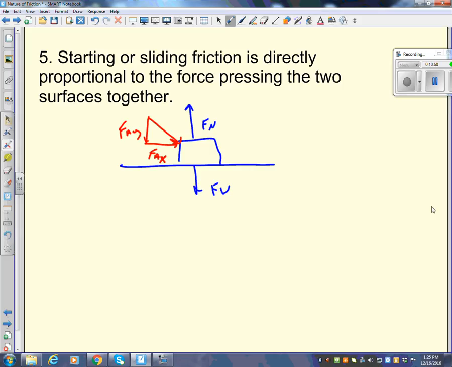And the same is true. What if instead of pushing down, I were pulling up? Well, then you've still got your FAX, and now you've got your FAY, but now your FAY is up, and that big heavy object feels lighter. It's easier to push, isn't it? There's less friction, because this friction is directly proportional to the force pressing the two surfaces together.